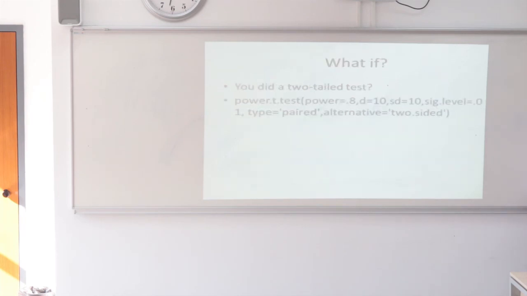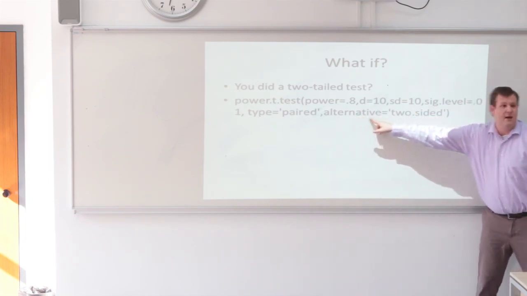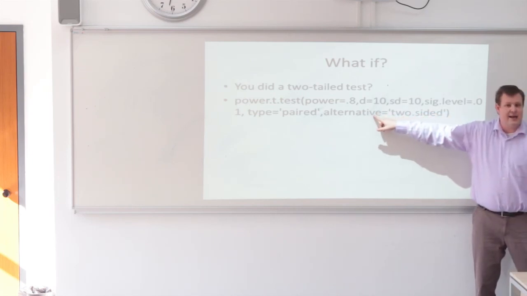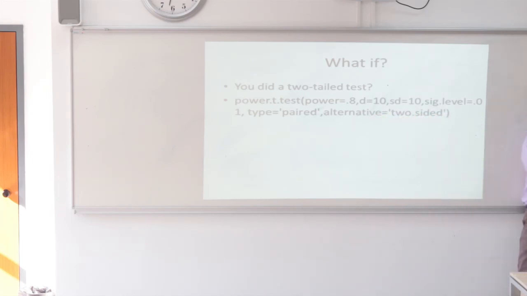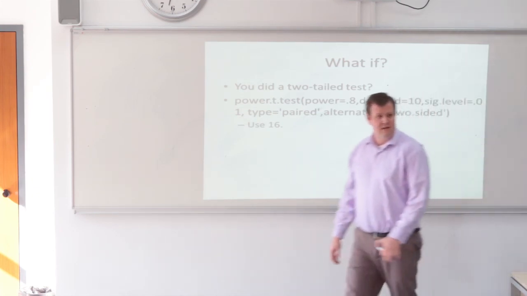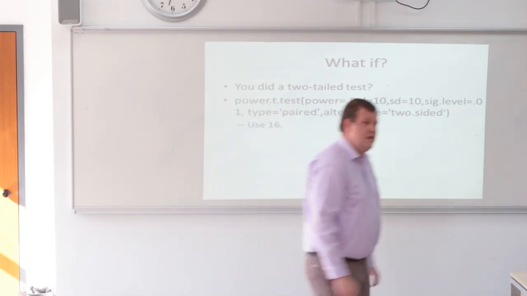Okay. What if you did a two-tailed test instead of a one-tailed test? Everything is exactly the same except my alternative. Before it said one-sided, now it says two-sided. 15 points again. So how many people should we use? 16. Use 16. No, it's 15. No. Because it's 15.08.